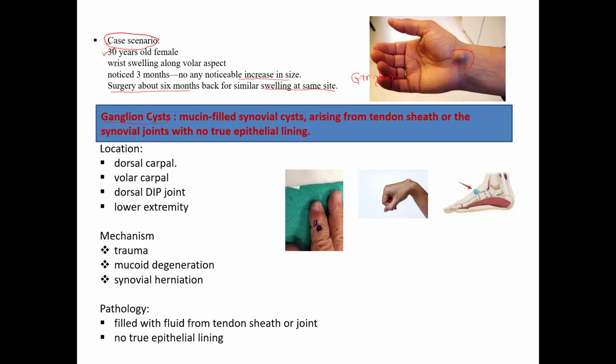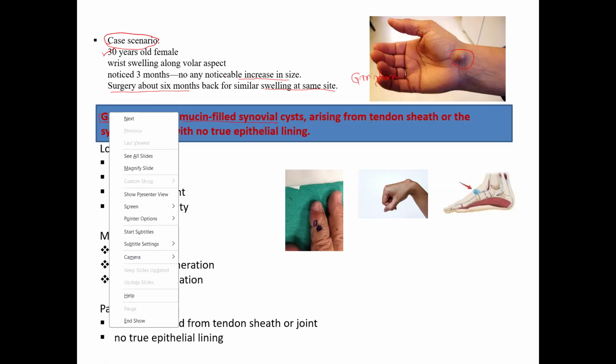Ganglion, otherwise called a ganglion cyst, because it is a fluid containing lesion. So it's a cyst. It's a mucin-filled synovial cyst. So it's a mucinous degeneration. Generally the examiner asks in the practical viva what type of degeneration you get in a ganglion cyst. It's a mucinous degeneration.